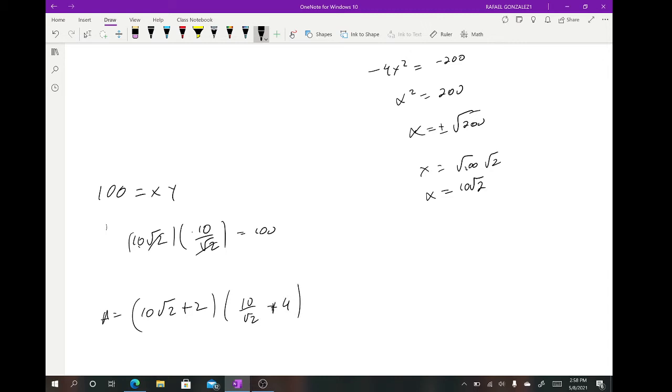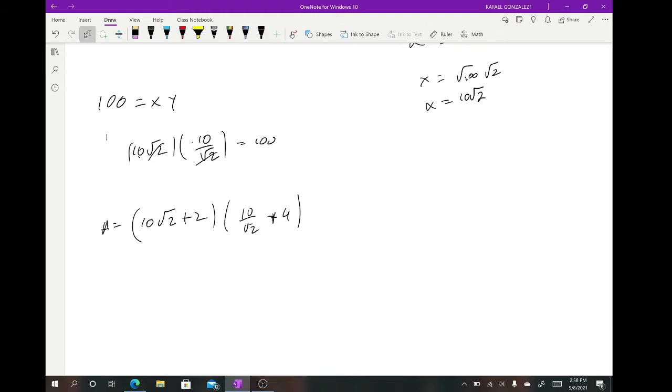And that's what's going to maximize this printed poster. And it will also give us the area that we wanted, which was 100. Okay, so that is the solution for this problem.